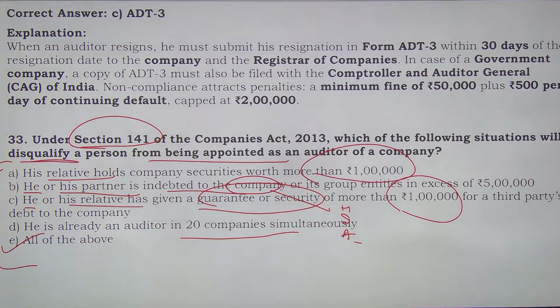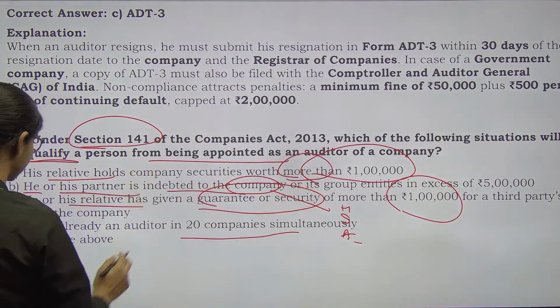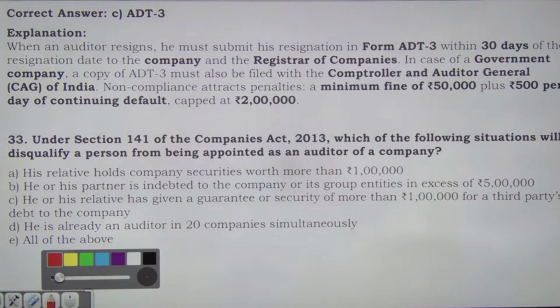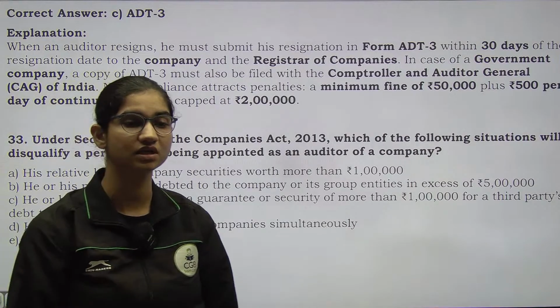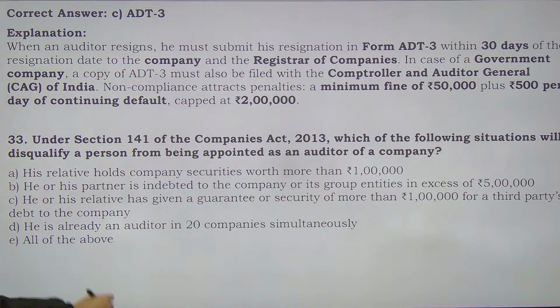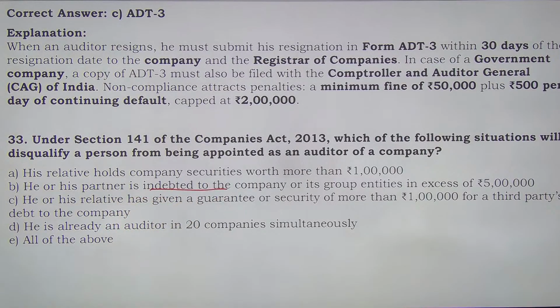Okay, so here up to 1 lakh it is fine. Up to 1 lakh it is fine if the relative is having any of the securities in the company. The auditor should have zero amount of securities of the company, but with the relative up to 1 lakh it is fine. In case of any debt scenario, the maximum can be 5 lakh.